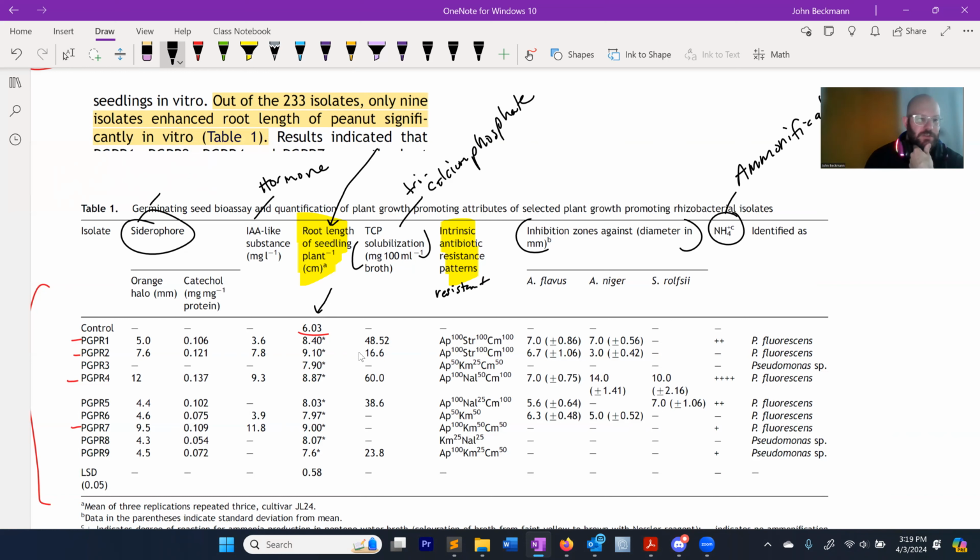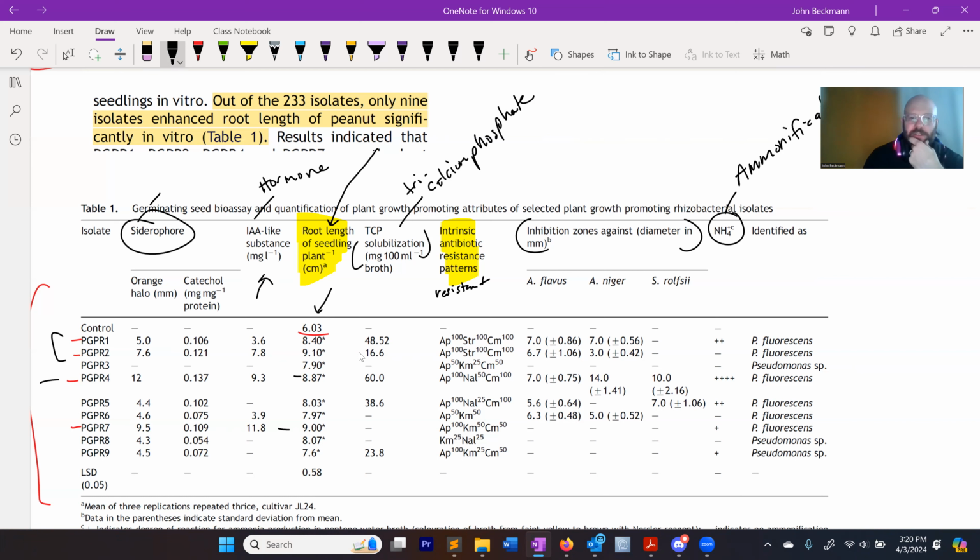And you'll note that when they treat with these PGPRs, all of these are statistically significant. That's where you see the stars. So there's a statistically significant increase in the root length of the plants. Here, 8, 9, 7, 8, and so on, all greater than 6. That's the gist. And they point out the ones that they're most excited by, which are the highest: PGPR 1 and 2, which are 8 and 9, 4, which is an 8, and 7, which is a 9. So they picked the highest ones that are making the roots longer, and these are their favorites. And then they test for all these other things. So they test for siderophore production and auxin-like substances.